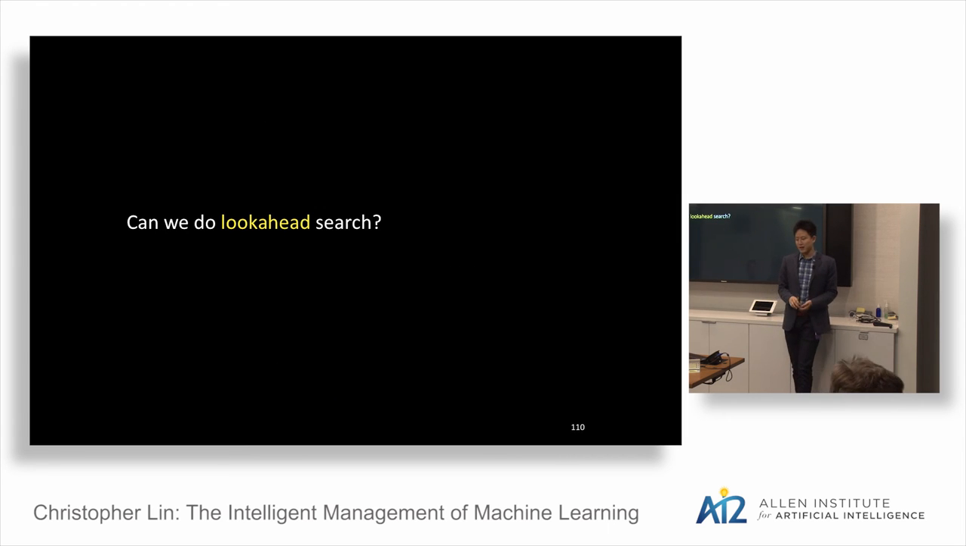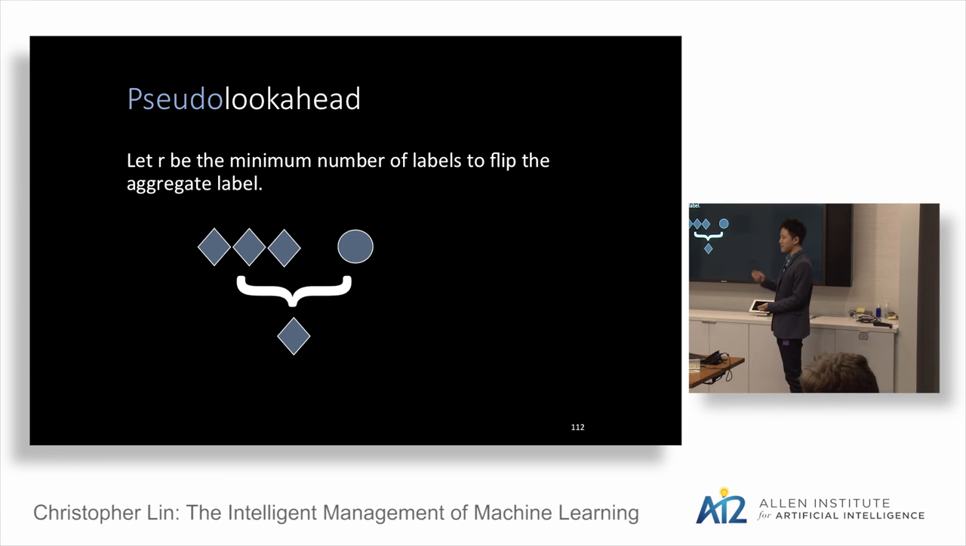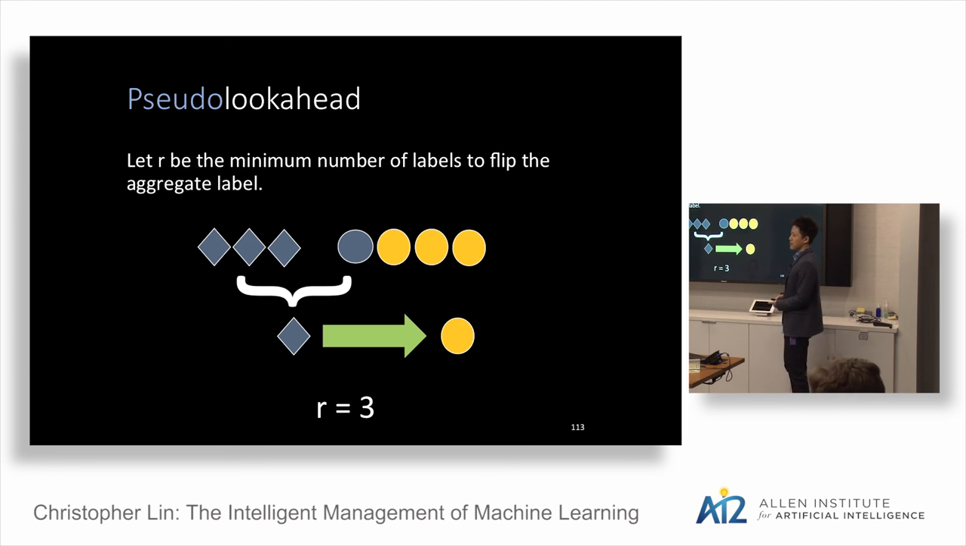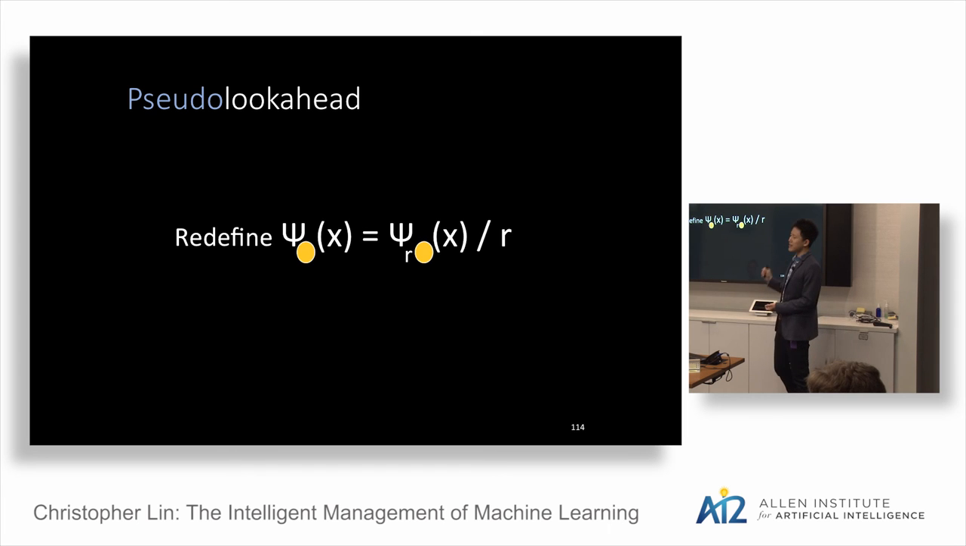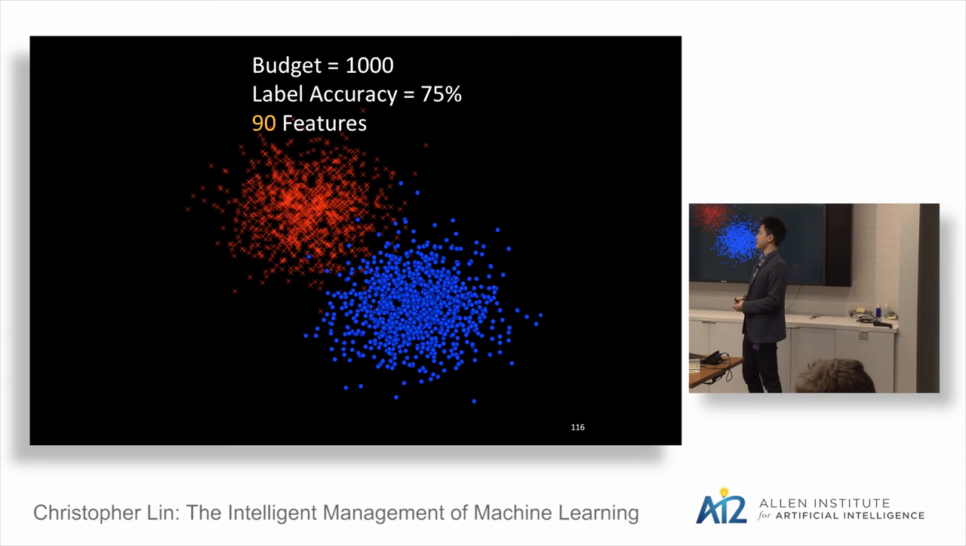So can we do look-ahead search? We could do look-ahead search, but that would be extremely expensive. So what we did is we came up with a form of what we called pseudo-look-ahead. What pseudo-look-ahead says is let R be the minimum number of labels to flip the aggregate label. So what that means is, you have this example, R here would be three, because you need three additional circles to flip the diamond to a circle. And then we're going to redefine the impact of getting a circle to be the impact of getting three circles divided by three. And so what we're essentially doing is taking the future impact from labeling an example multiple times and normalizing it by how long it would take. So it's some sort of careful optimism here. All right, so that's the algorithm.